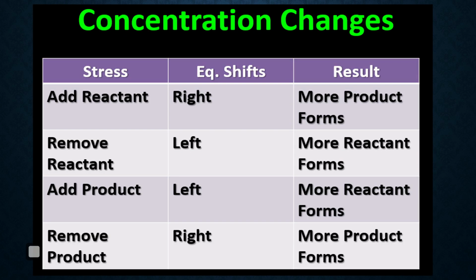All right? So here are the things. If I add a reactant, it's going to move toward the product. If I remove a reactant, it's going to move toward the reactant. If I add a product, it's going to move toward the reactant. If I remove a product, it's going to form more product. That can be a little confusing just listening to it, but just pay attention to the chart.